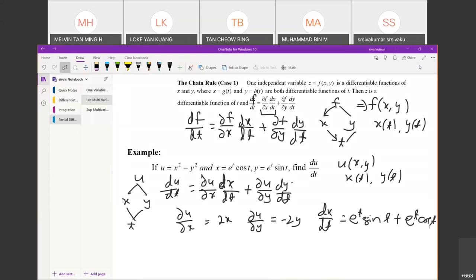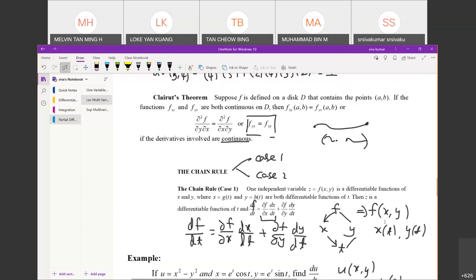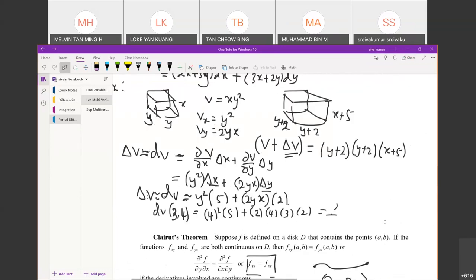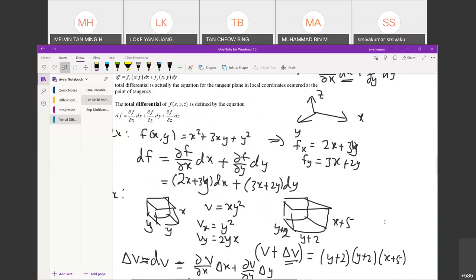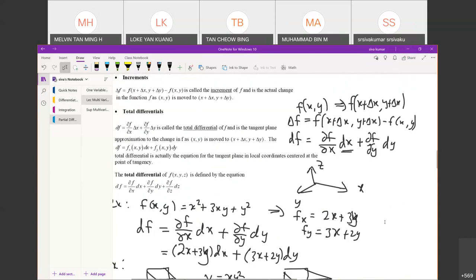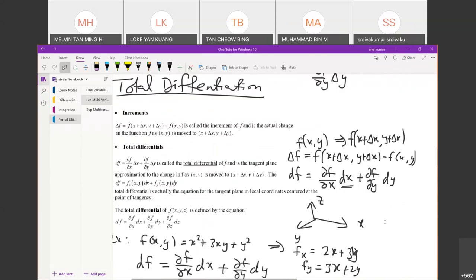Doctor, I want to ask something about the total differential. You can go on. Actually, I checked through the lecture notes. I didn't find the topic inside. Or did I miss it? This one, the total differential. I didn't see it inside the lecture notes. It's there. It's below.